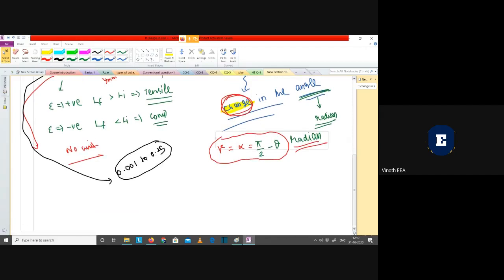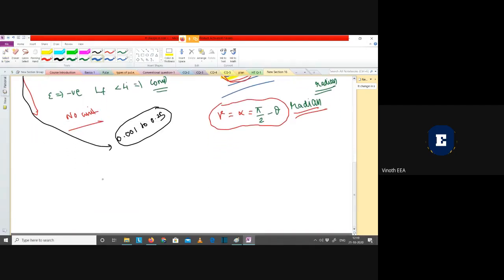Suppose you are solving a problem and you are getting strain as some 3.2. Then I'm damn sure that your answer is wrong, because your answer has to be in some point value, like 0.001 or 0.25 or 0.3, something like that. There is no possibility for 3.2 or 5.2 or 6.2. So this is wrong. By seeing your answer, you can identify, yes, I did some calculation mistake, I need to go back and correct it. So try to remember the range.